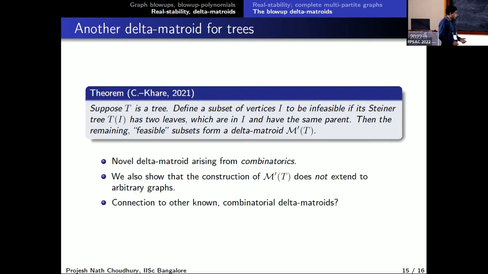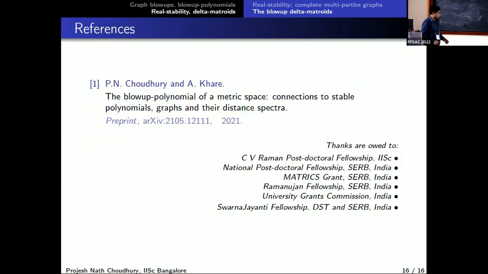So we provide a novel delta-matroid for each tree, and we show that this construction of the delta-matroid does not extend to more general graphs. Now there is a potential question: is there any connection between these two delta-matroids and any other known combinatorial delta-matroids? Here is the arXiv link for the full paper. Thank you very much. Are there questions?